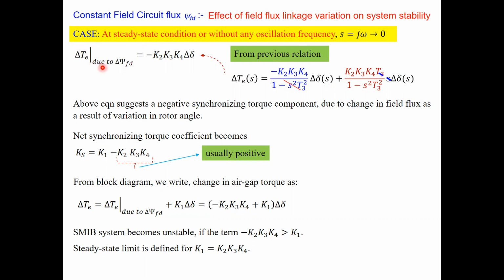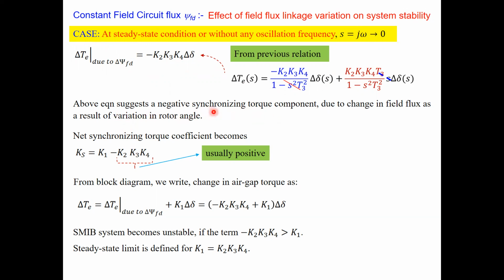The change in the torque due to field flux is only given by this term. That is at steady state condition, basically. So from this relationship, we can know at a steady state condition what is the change in the torque due to field flux. It is given by this relationship here. It's very simple. We have just substituted the value of S to be 0 here, nothing else.